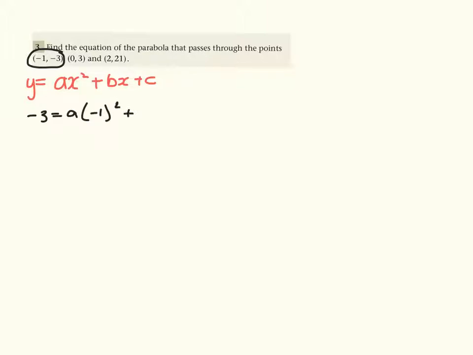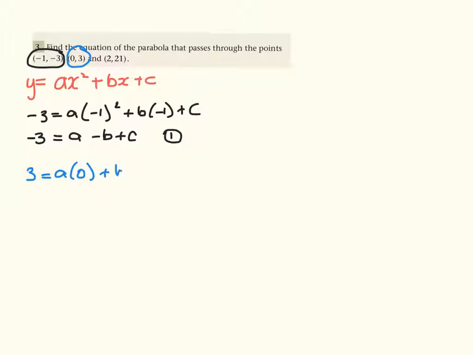So when x equals -1, y equals -3. So I'm substituting in and doing a little bit of simplifying. So -3 equals a minus b plus c. Okay, so that's my first equation. I'm going to expect to have some simultaneous equations here. Let's look at our second point. Now this point also lies on the parabola, which means that when we substitute it in, we'll be able to work out b and c and a.